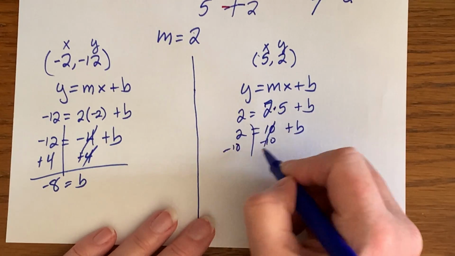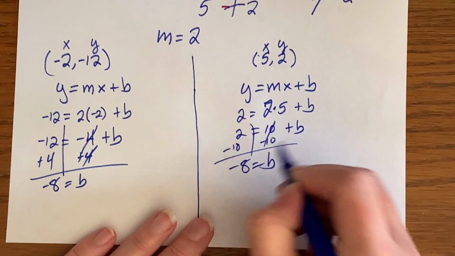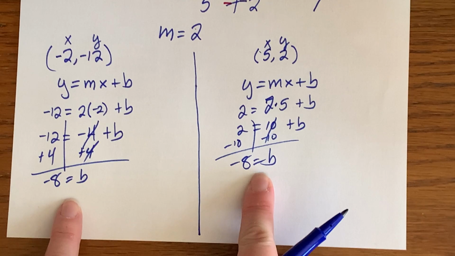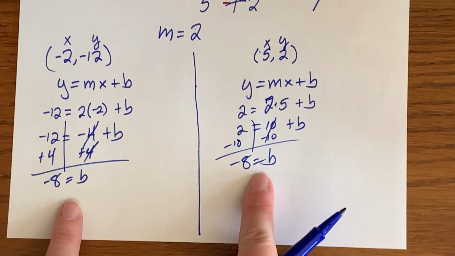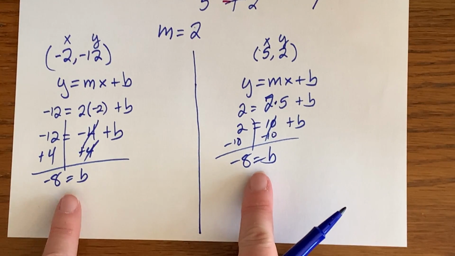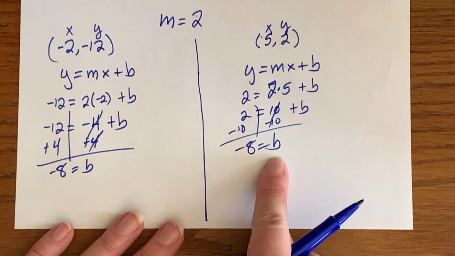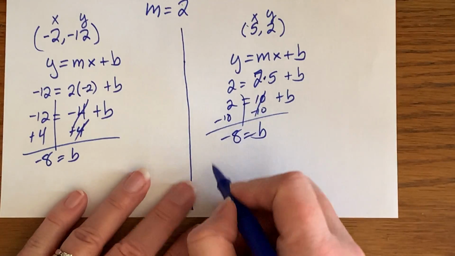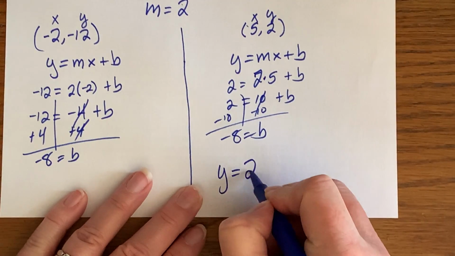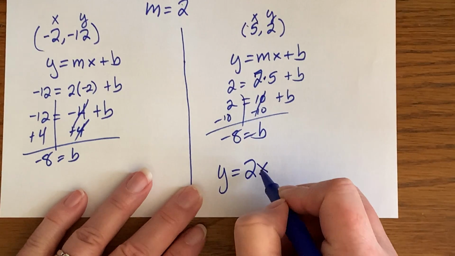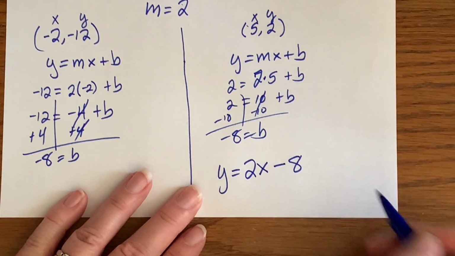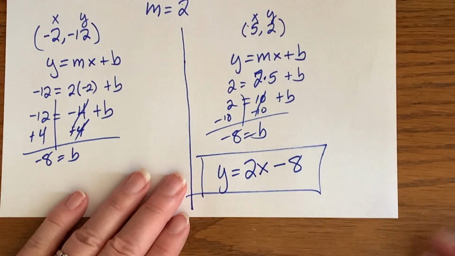What? Are you saying it didn't matter? It didn't matter. You can use either point. The b is going to be the same. So now m is 2. b on either one is -8, so our equation is y equals 2, don't forget the x, mx plus b. Booyah!